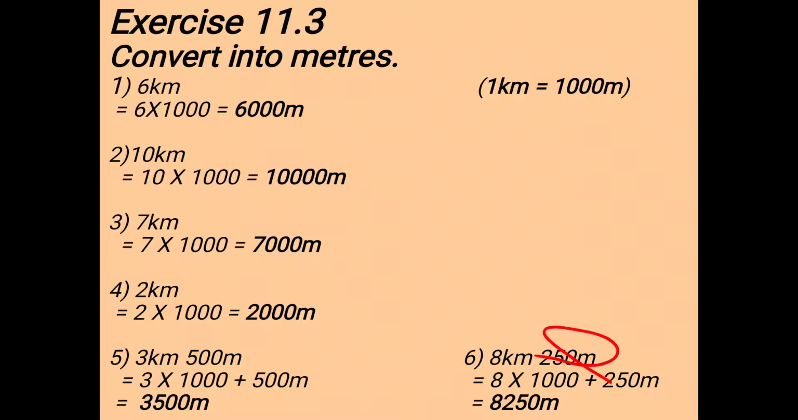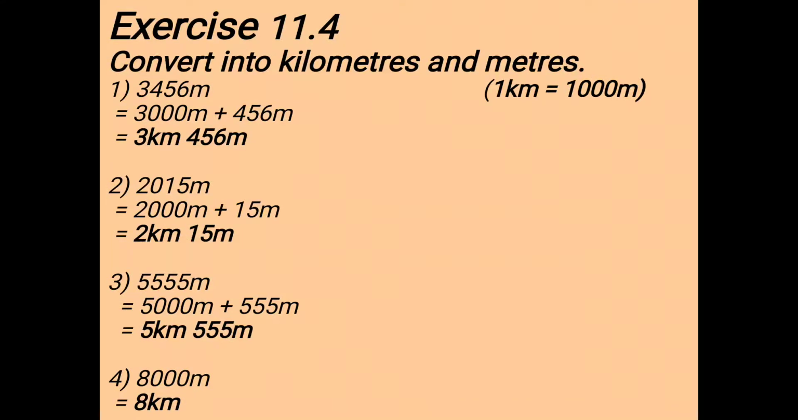Next, sixth one, 8 kilometers 250 meters. This is already in meters, so keep it as it is. Now just multiply 8 into 1000. You will get 8000 plus 250 meters. So your answer will be 8250 meters.